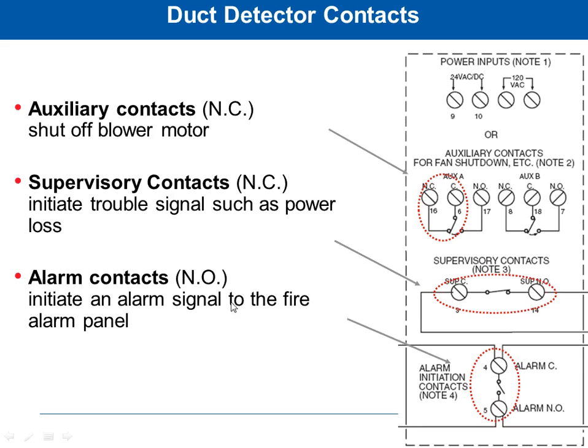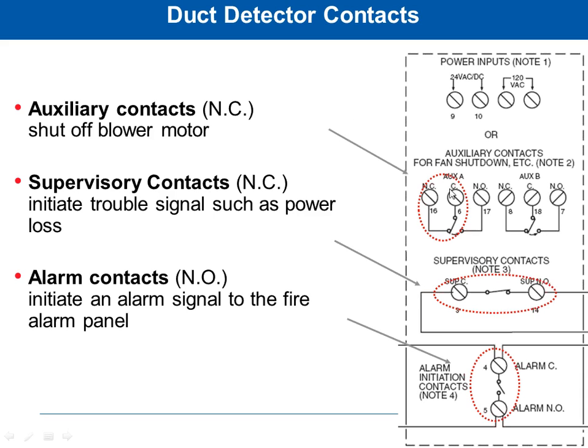The alarm contacts would be for wiring to the fire alarm panel, and those would be normally open. They would close when smoke was detected. So I've got auxiliary for shutting down the fans. I've got supervisory just for making sure I can get a heartbeat on all these units to make sure they're still alive, so I know they're all functioning. And then I've got the alarm contacts, which tell me I actually have an alarm condition, something bad's happening.